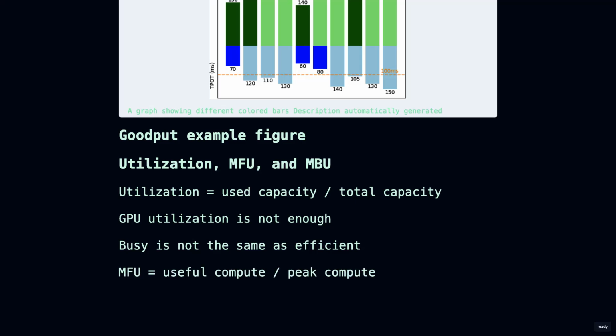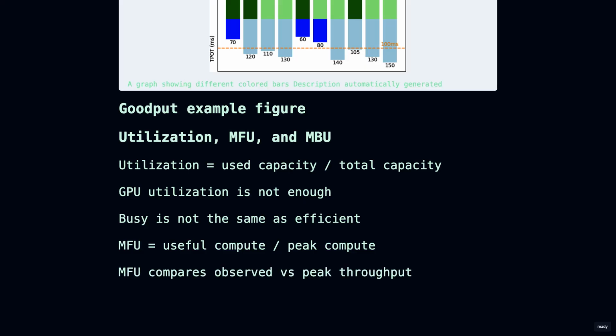That more meaningful metric is MFU, or model flop/S utilization. It compares the throughput you actually get against the theoretical maximum your hardware could deliver. If a chip could theoretically produce 100 tokens per second, but your service only achieves 20, then your MFU is 20%. The ratio tells you how far you are from the hardware limit.